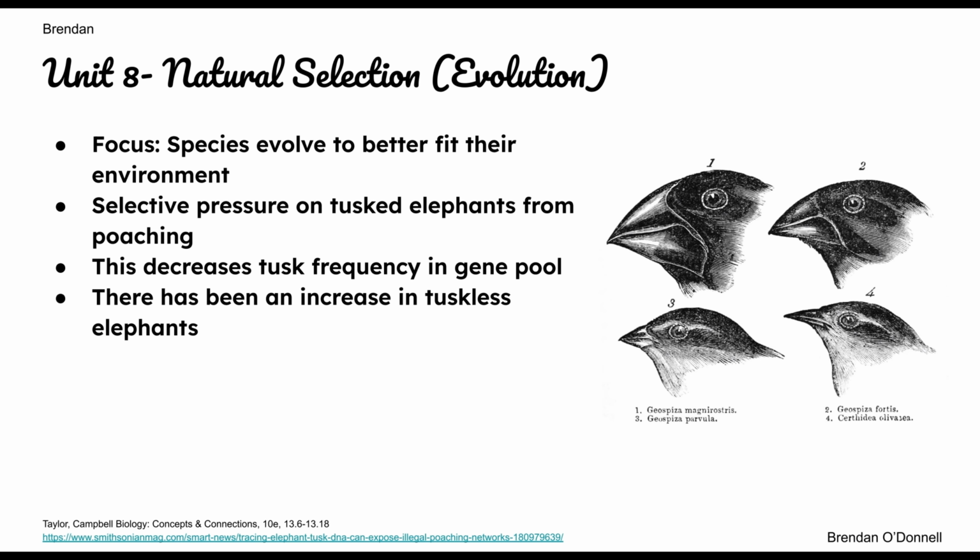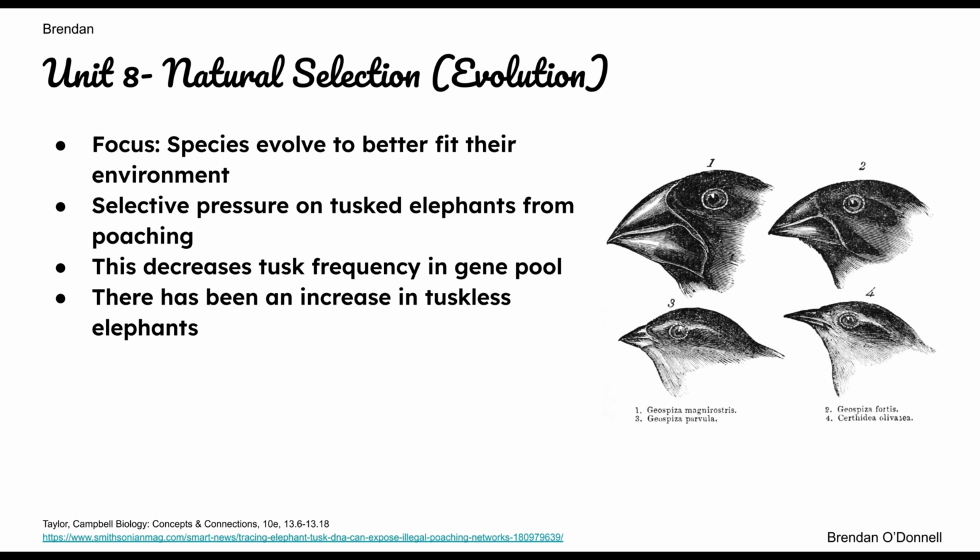Natural selection is the core concept that species evolve to better fit their environment. Normally, natural selection takes thousands of years, but in the case of the African elephant in Mozambique, humans forced it to happen in just a few decades. During the Civil War, poachers killed many elephants specifically for their ivory to fund the conflict.